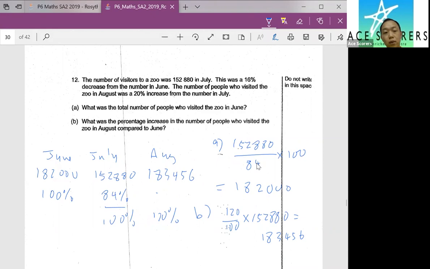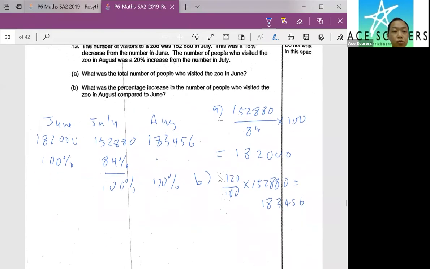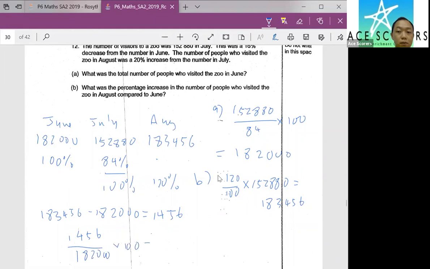And because it's asking what's the percentage increase, we get a minus, yeah? Let's go to June. So 183,456 minus 182,000. 1,456. And then 1,456 over 182,000 times 100. Calculator. 0.8%.